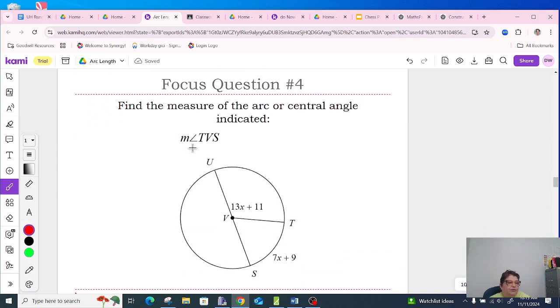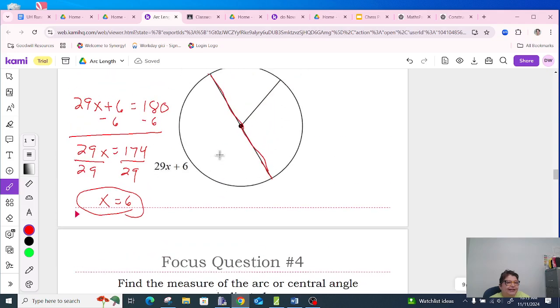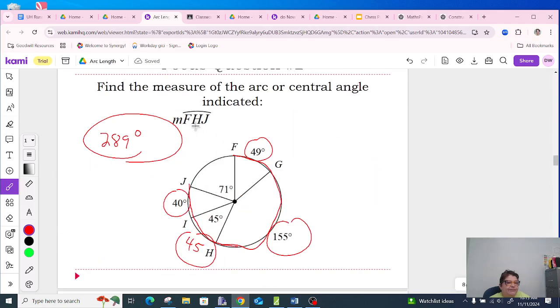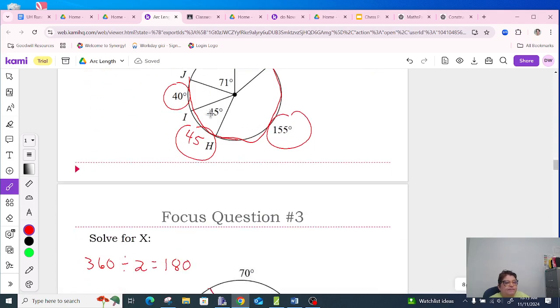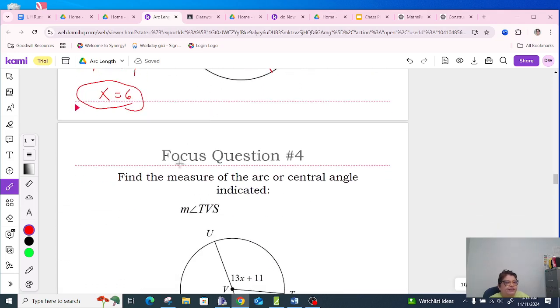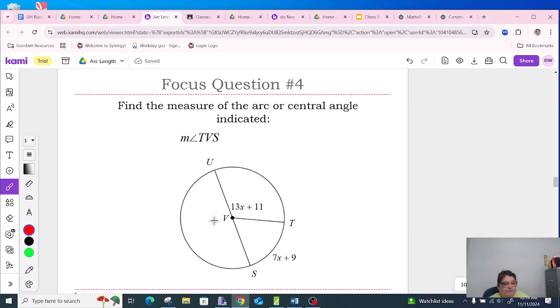Okay, now look at this. Is it talking about an arc? Everybody say no. Because look at here. If I back up, see how this had an arc above the FHJ? That means that it was talking about the outside piece, that measure, and it's talking about degrees. But here, what's it talking about when I have this notation? Angle measure. Very good.